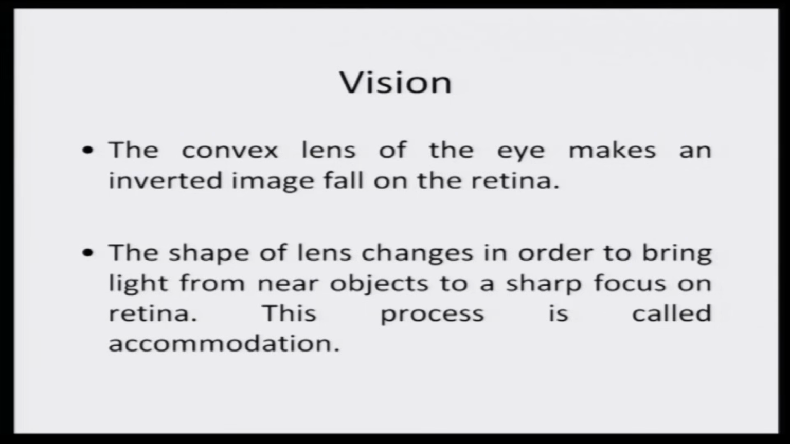Now, primarily what is important for us to understand here is that the convex lens of our eyes makes an inverted image fall on the retina, okay? And the shape of the lens changes in order to bring light from near objects to a sharp focus on the retina, and this very process of bringing a sharp focus on the retina is called accommodation. So, what we have done? We have talked about transduction, we have right now talked about accommodation.